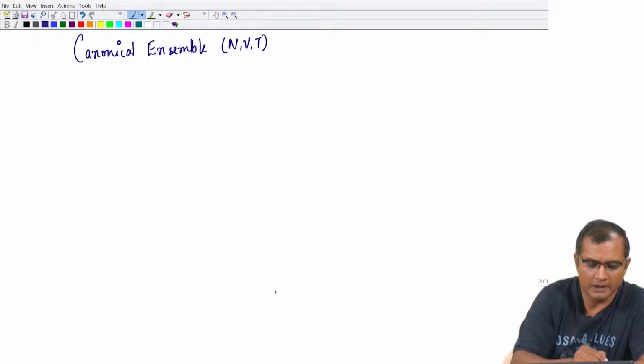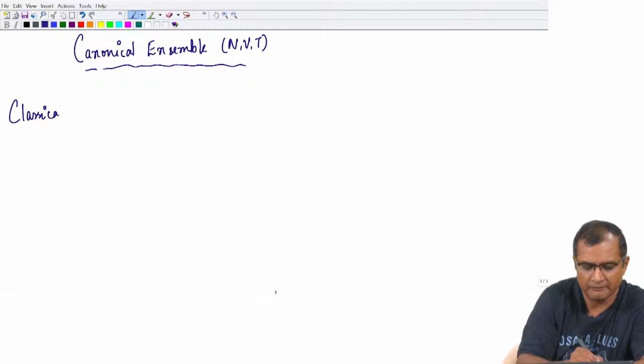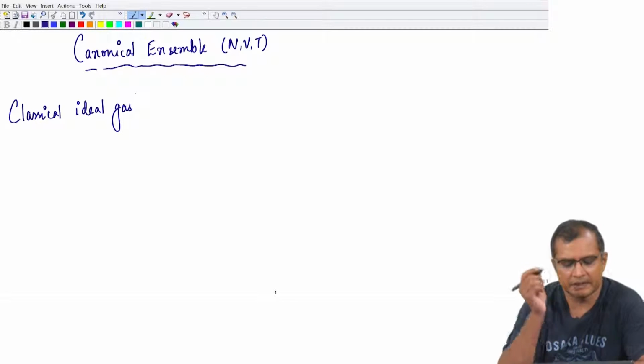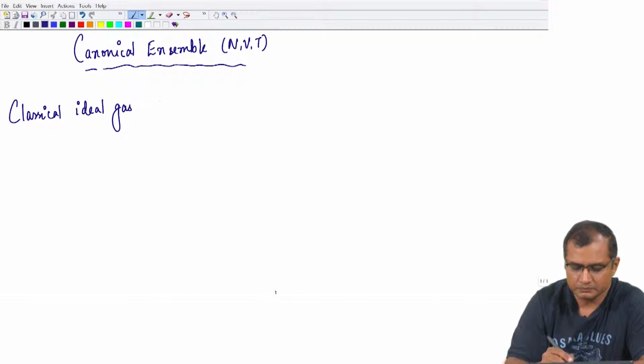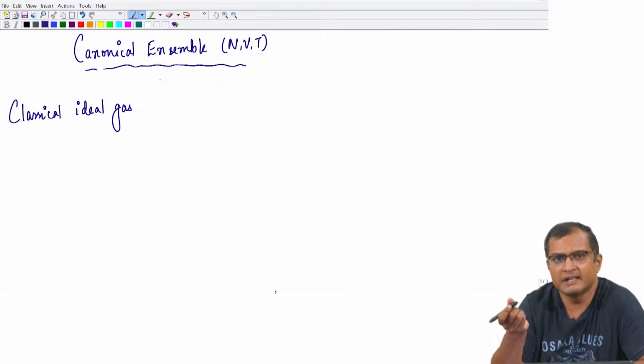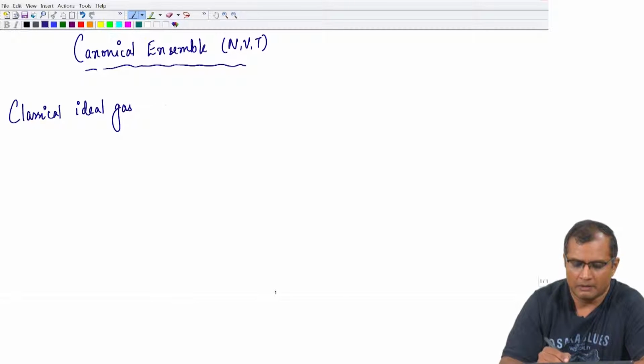So, I am going to take the case study of a classical ideal gas. We had taken this case study of the ideal gas under constant energy conditions, that was the microcanonical ensemble. So, today I am going to take the same gas where particles are to be treated ideally in the sense that they do not have any interaction potential.